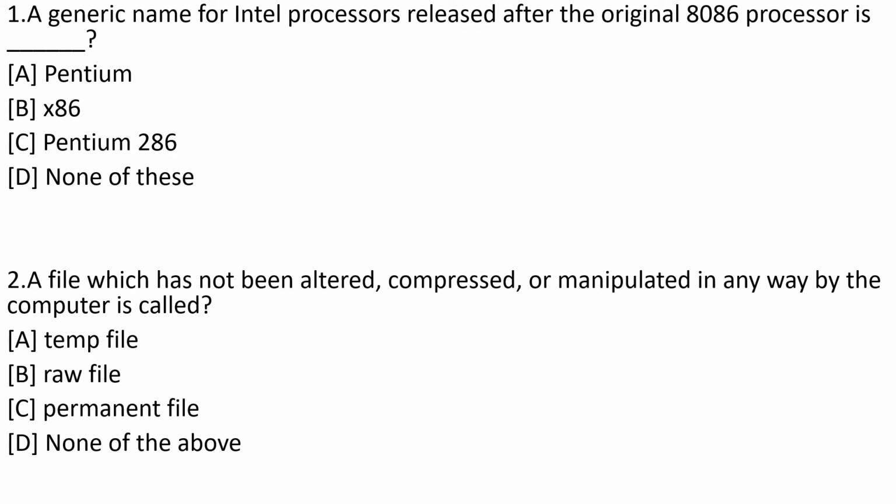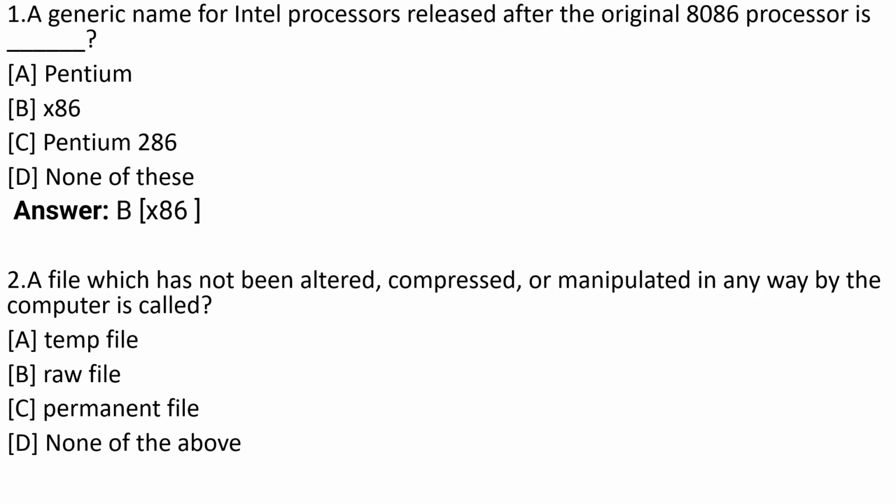Question number 1. A generic name for Intel processors related after the original 8086 processor is dash. Option A, Pentium. Option B, x86. Option C, Pentium 286. Option D, none of these. And the answer is option B, x86.